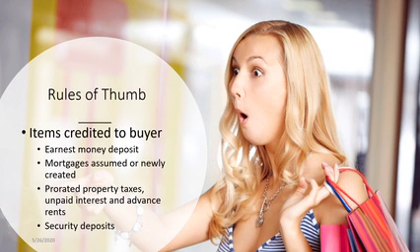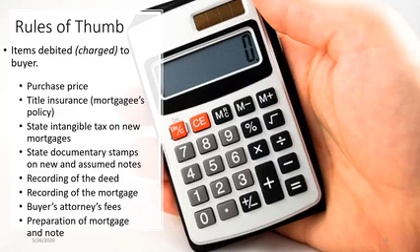Items that are credited to a buyer: earnest money deposit. Remember I told you that. Don't forget that. It's only on one side, and it's a credit to the buyer. They like to ask that a lot because people kind of get that a little mixed up. Also prorated property taxes, unpaid interest, advance rents, and security deposits.